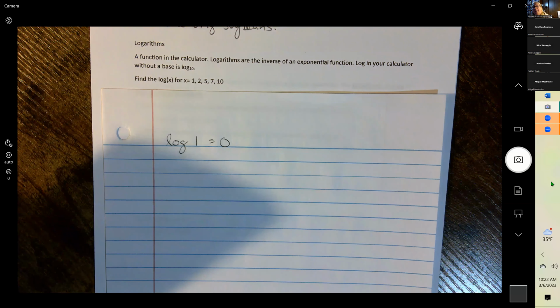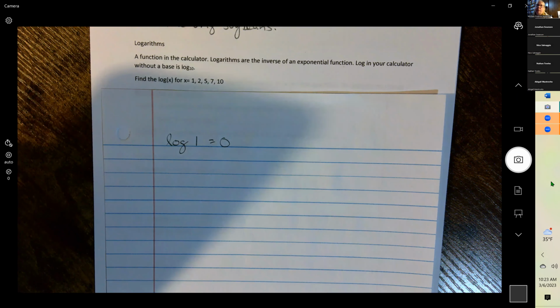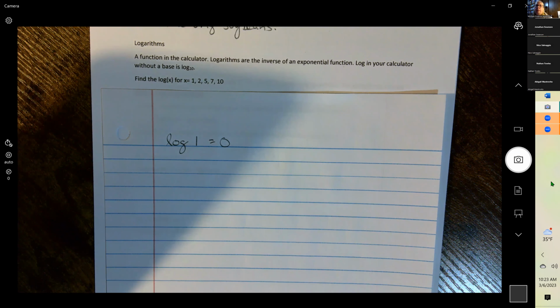Is everyone getting that? Is there anyone that uses Desmos as their calculator? It doesn't have a calculator? Anyone? No one uses Desmos? Because if you do, I'll show you where the logs are. No? Okay.